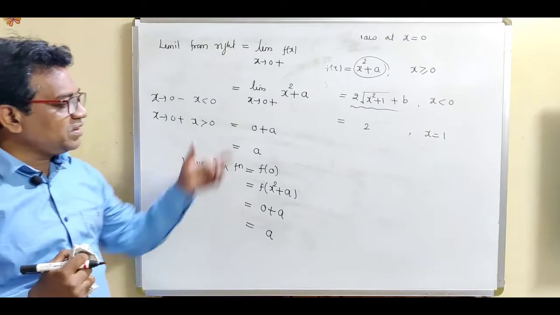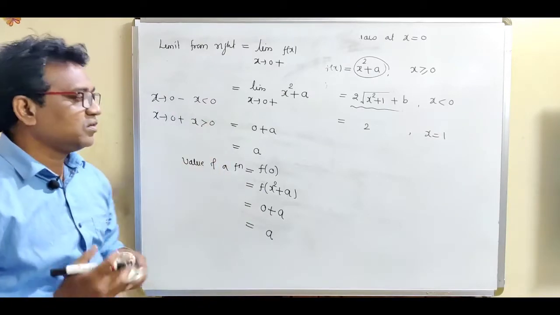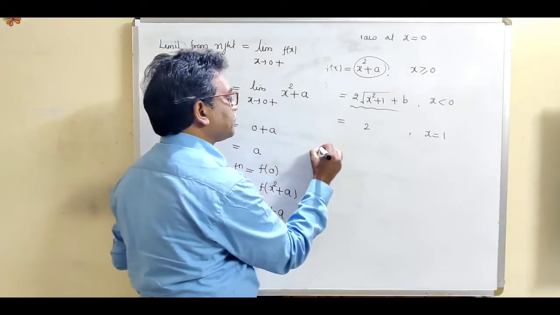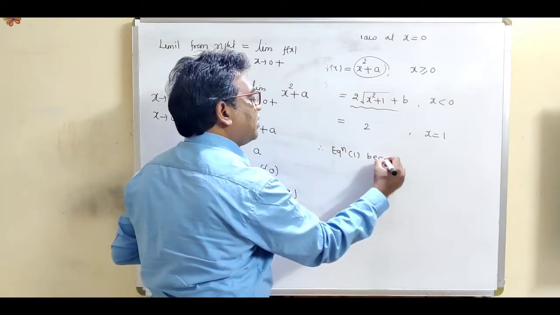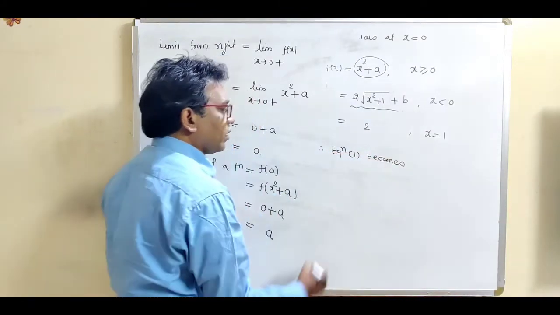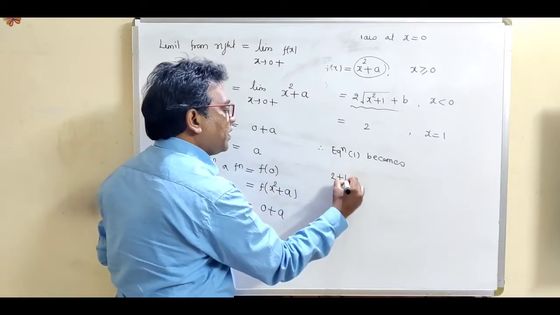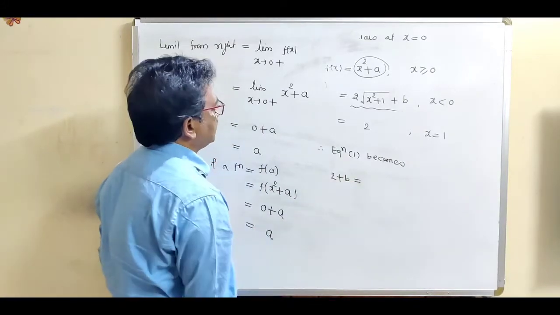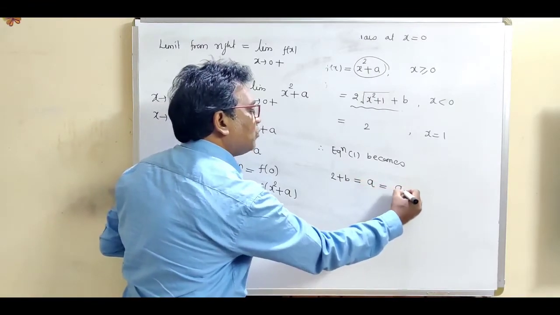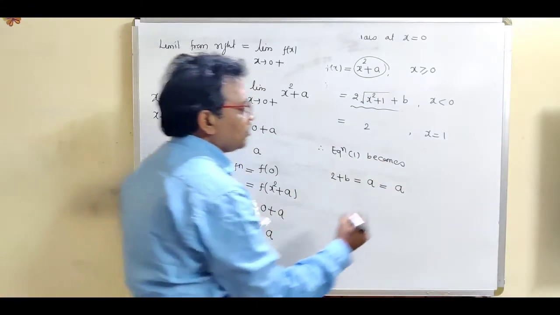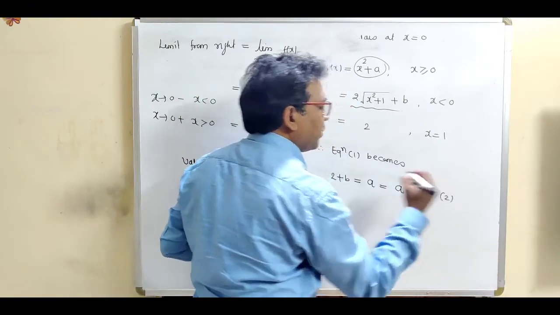So just put all these values in equation number 1. So write down, therefore, equation 1 becomes 2 plus b, this is the left hand limit, limit from right is a, and the value of function is again a. So this is, suppose, equation number 2.